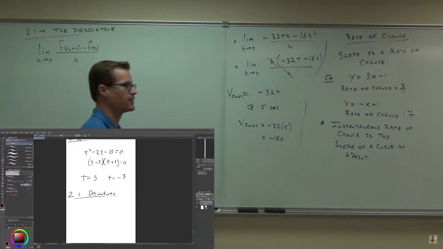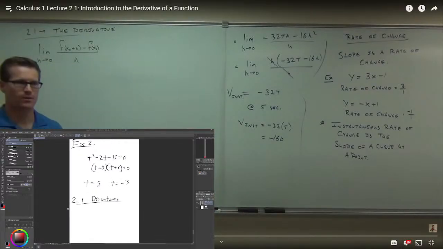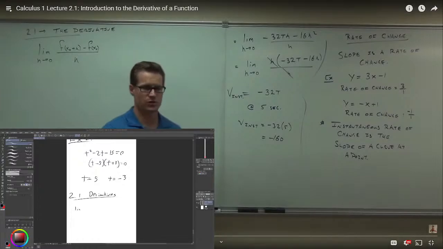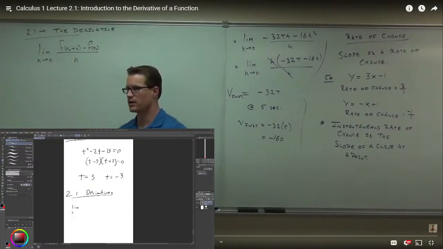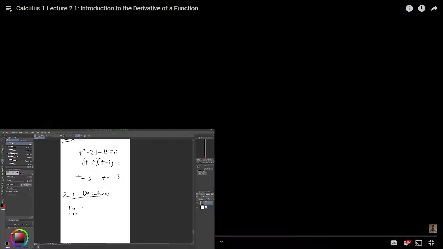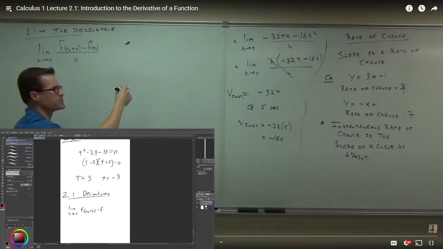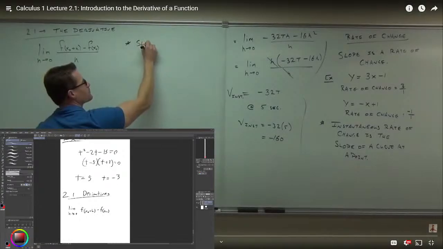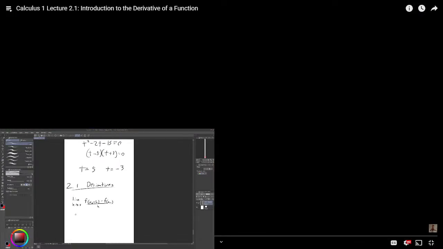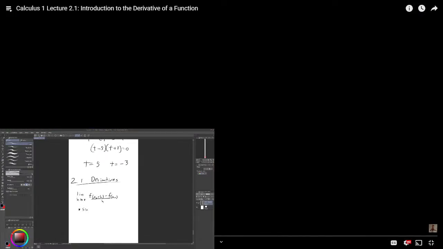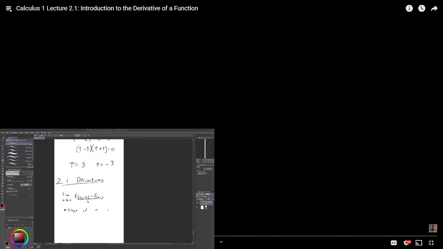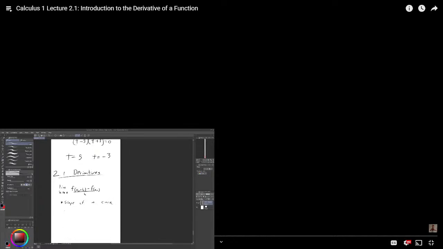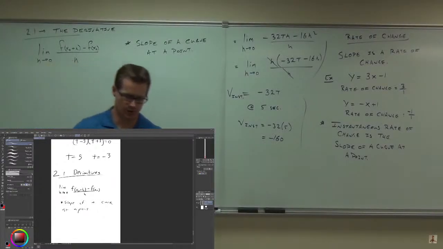We've used this to find the instantaneous rate of change. We've used it to find instantaneous velocity. We've used it to find the slope of a curve at a point. We've used it to find the equation of a tangent line by finding the slope of that curve and then making an equation out of it. So this is, I'll just call it this, because it's what all those things mean. This is the slope of a curve at a point. Slope of a curve at a point.